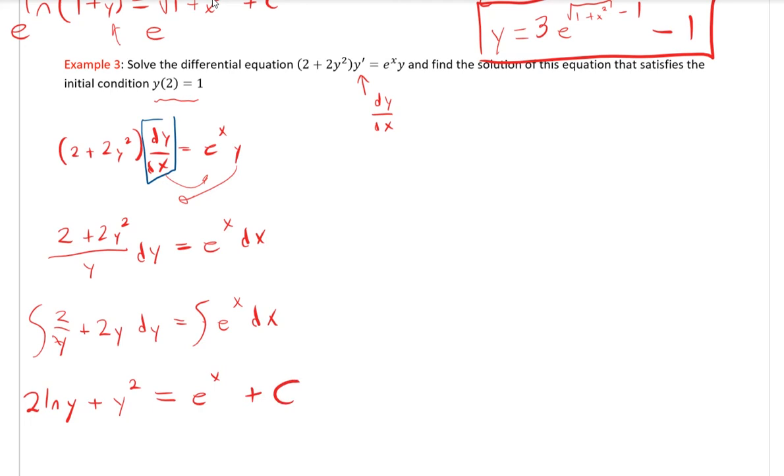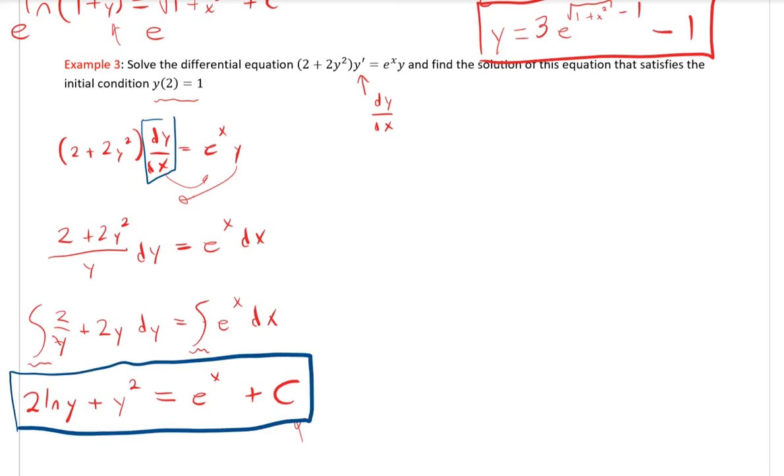Okay, remember, yet again, do the constant after you evaluate the integral. So right after you're done with the integrals, you should have a constant on one of the sides, typically the side with x. Now looking at this situation, I have 2 natural log of y plus y squared equals e to the x. That is very, very difficult to get y by itself. In this case, I don't think it's exactly possible. So this is really as far as we're going to go with the general solution.